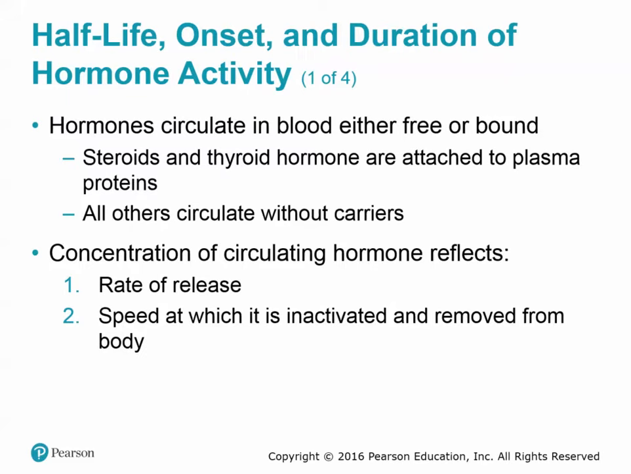This concentration of circulating hormone is going to be a reflection of the rate of release and the speed at which it's inactivated and removed from the body. The faster we produce and release hormones, the more that's going to increase our concentration. But at the same time, if we have enzymes that are able to quickly inactivate and remove these hormones, then that could decrease our concentration.